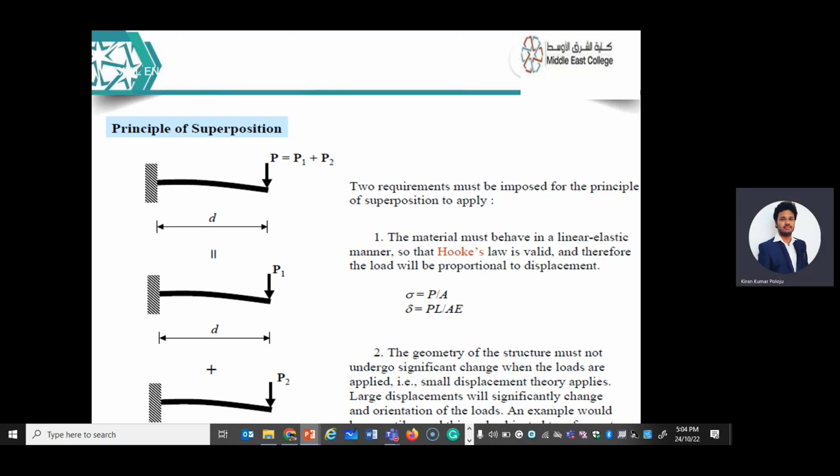Hooke's law also you have studied in Introduction to Civil Engineering. What is the definition of Hooke's law? Stress is directly proportional to the strain. Stress is directly proportional to the strain is called Hooke's law. It means, and that is what we are going to do in today's lab.